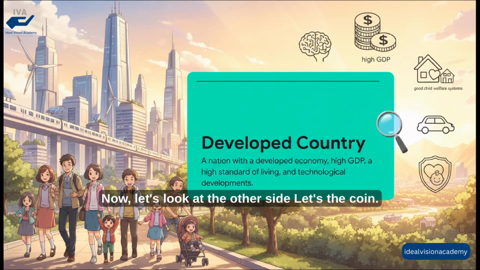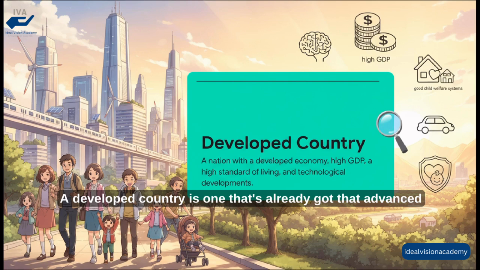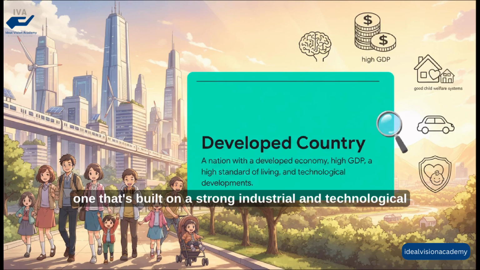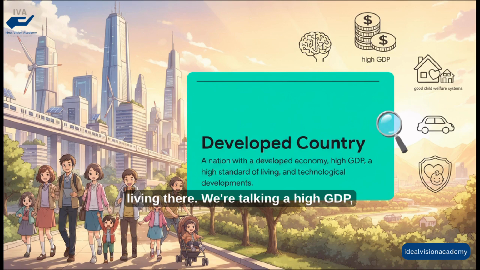Now, let's look at the other side of the coin. A developed country is one that's already got that advanced economy, one that's built on a strong industrial and technological foundation. And all that economic power translates directly into real benefits for the people living there. We're talking a high GDP, a really high standard of living, and even strong social safety nets.